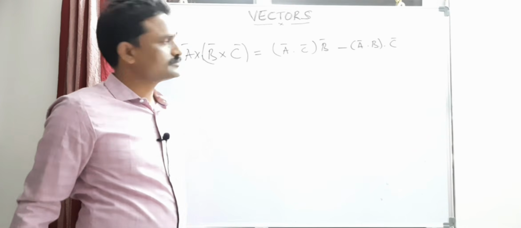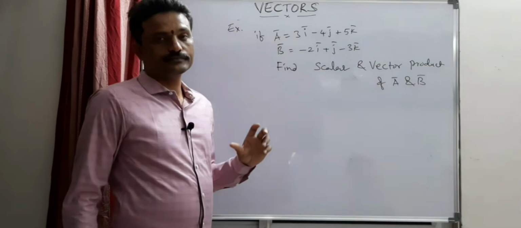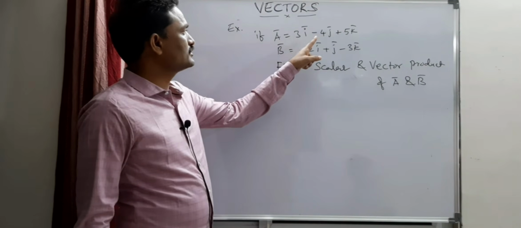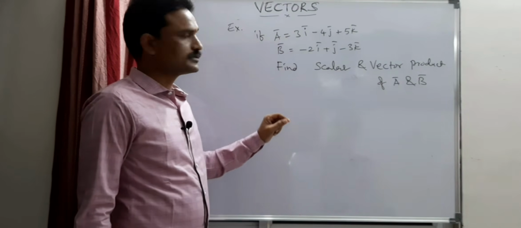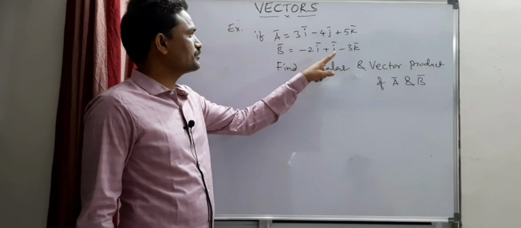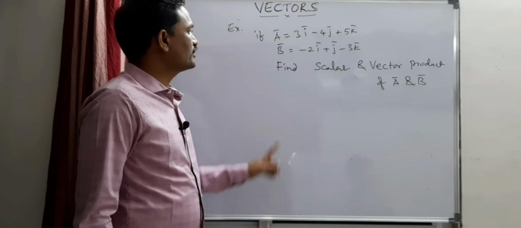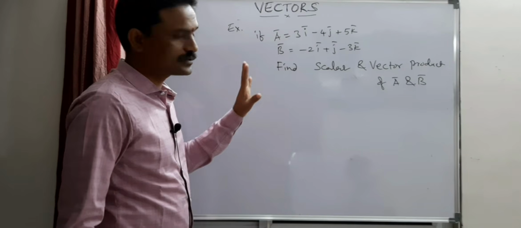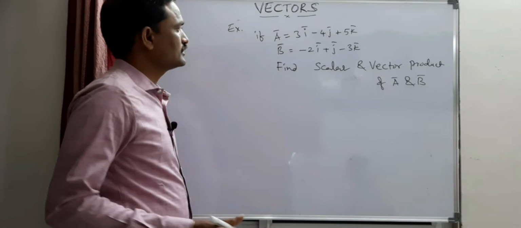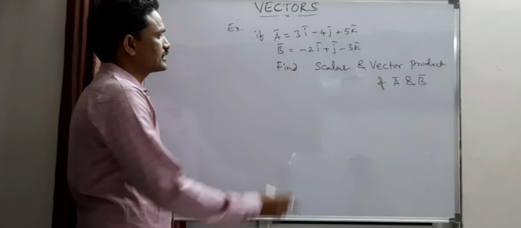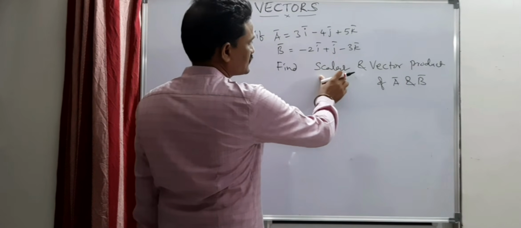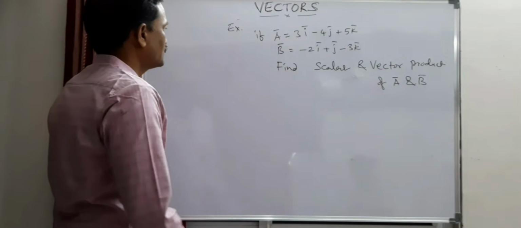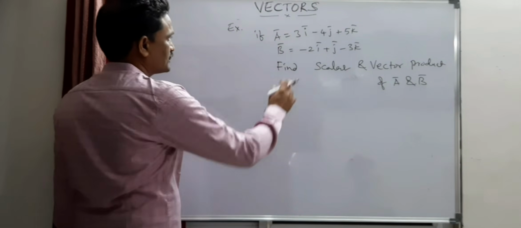This is the way of writing vector triple product. Right, in the recent exam there is a 4 marks problem. If vector A is equal to 3i minus 4j plus 5k and vector B is equal to minus 2i plus j minus 3k, find scalar as well as vector products of both A and B. This is a 4 marks question. For scalar product, if you get the correct answer, you will get 2 marks. For vector product, you will get 2 more marks. Now let us do first scalar product.